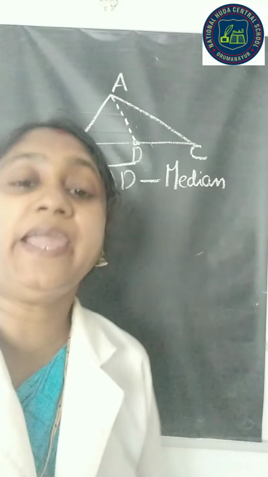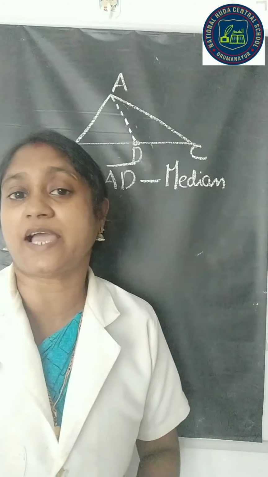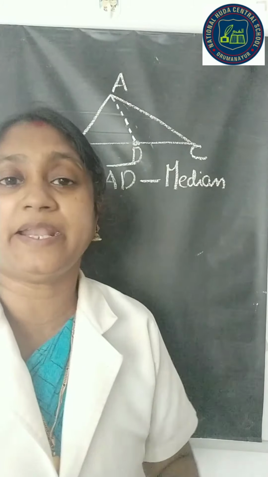There will be 3 medians for a triangle. Next one, altitude of a triangle. Altitude of a triangle is a perpendicular distance from the vertex to the opposite side.